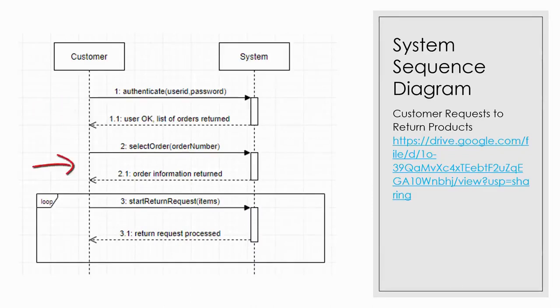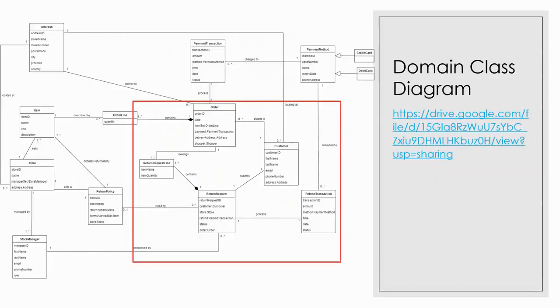Then, the customer selects the order and other information is returned. We finish with a loop where the customer starts a return request for each item. Second, we have the domain class diagram. For this use case, we can simply focus on that part.